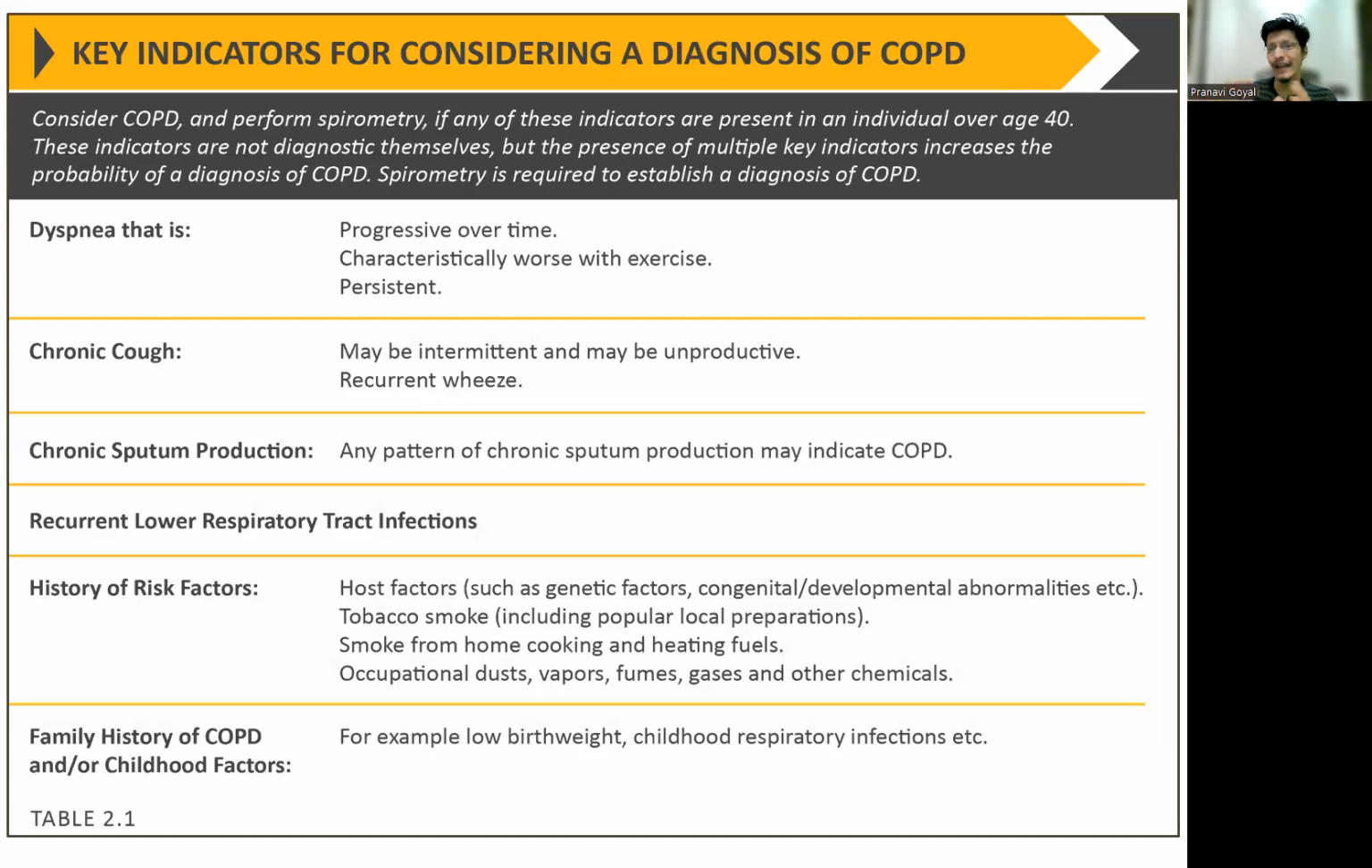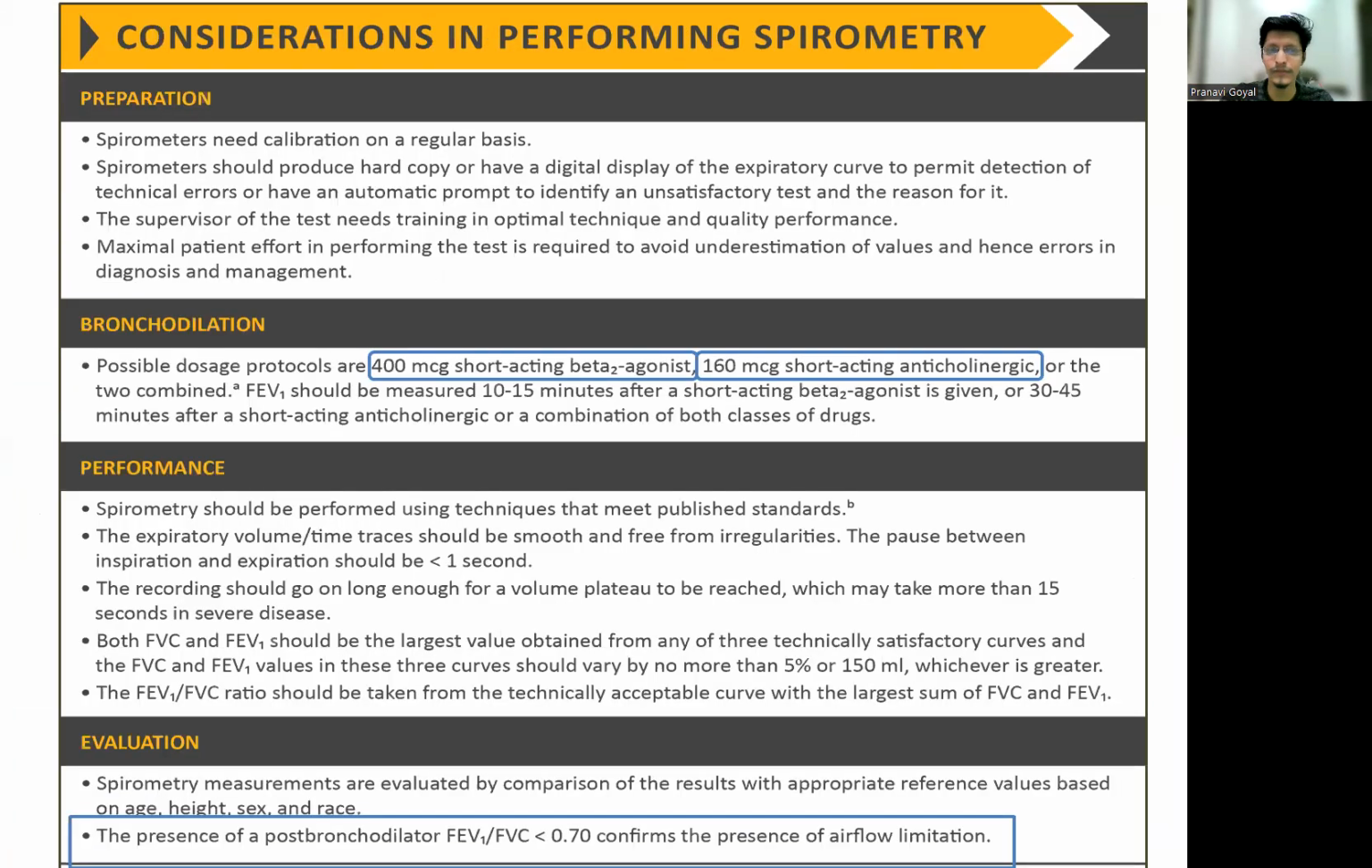Now, how will you come to the diagnosis? If your dyspnea is progressive, it worsens in the evening, it worsens on exercise, and it is persistent over a longer period of time. You have a chronic cough that is associated with sputum. There is a lot of recurrent wheeze. Sputum, we have already told. Recurrent lower respiratory tract infection. There is a risk factor, there is a genetic factor, family history, host factors, then occupational disease, indoor air pollution. This contributes to a lot of the diagnosis of COPD.